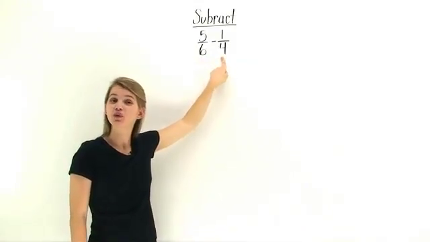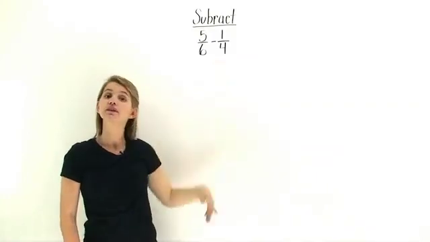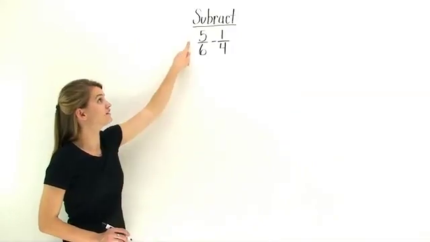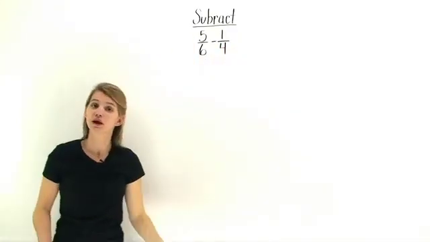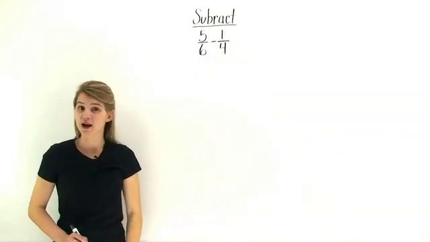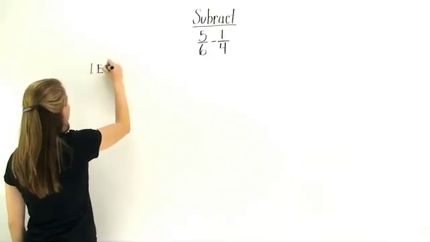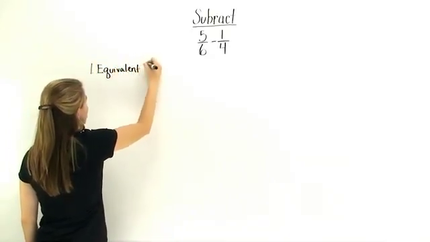Is there a way we can rewrite these fractions as equivalent fractions with the same denominator? Well, let's check and see. Let's make a list of some of the equivalent fractions to 5/6 and some of the equivalent fractions to 1/4. Then we can compare those lists and look for a common denominator. The first thing we want to do then is make a list of some of the equivalent fractions to the fraction 5/6.